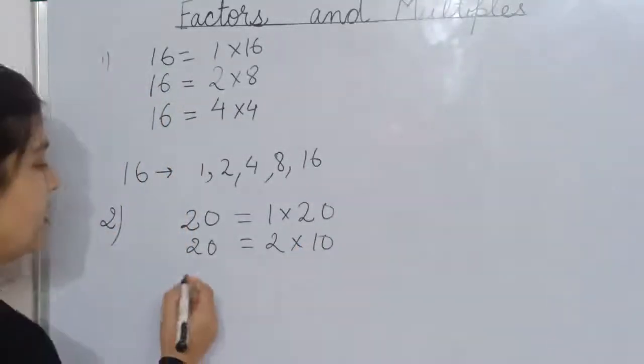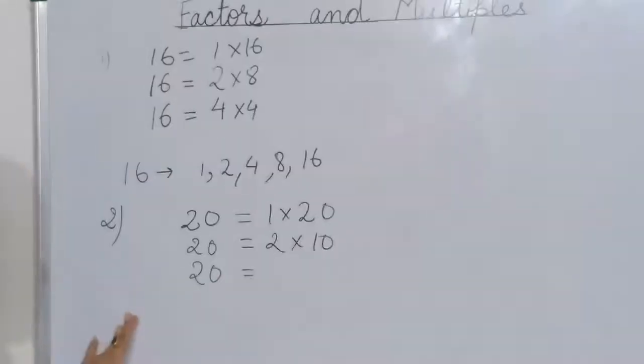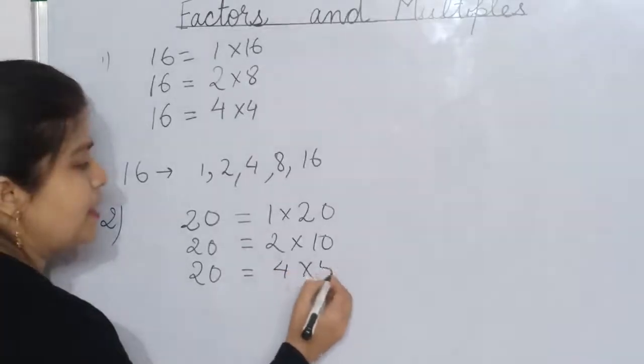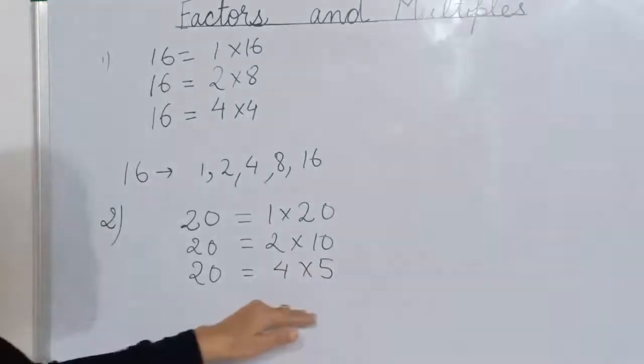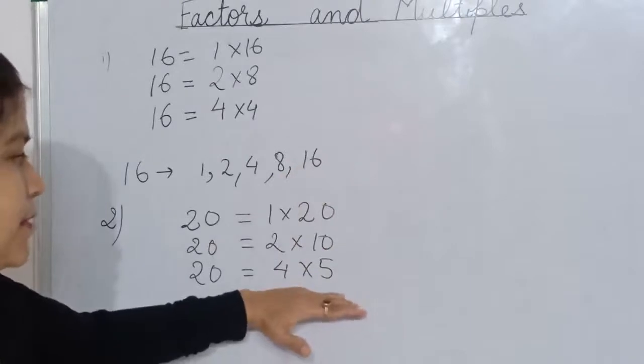Now we can divide 20 by 4 also. In the table of 4, 20 will come at 5 times. 4 5s are 20. When we go further, we will get 5 into 4, which means again we are going to repeat. So we will stop here only.